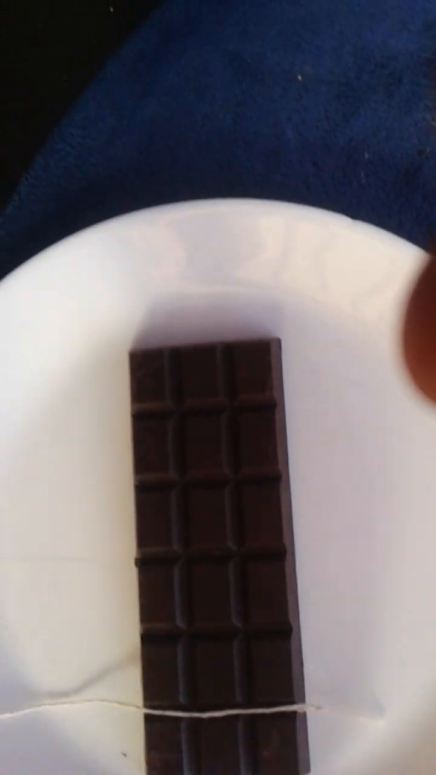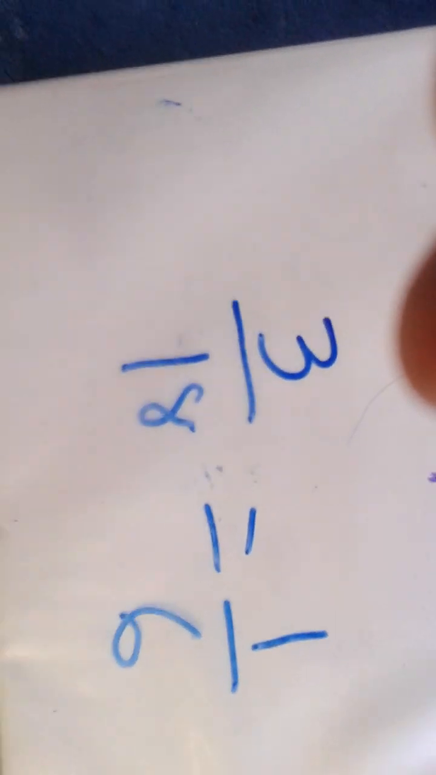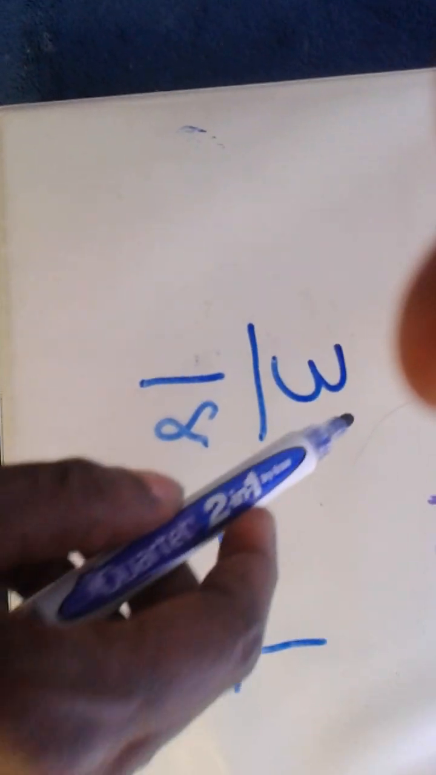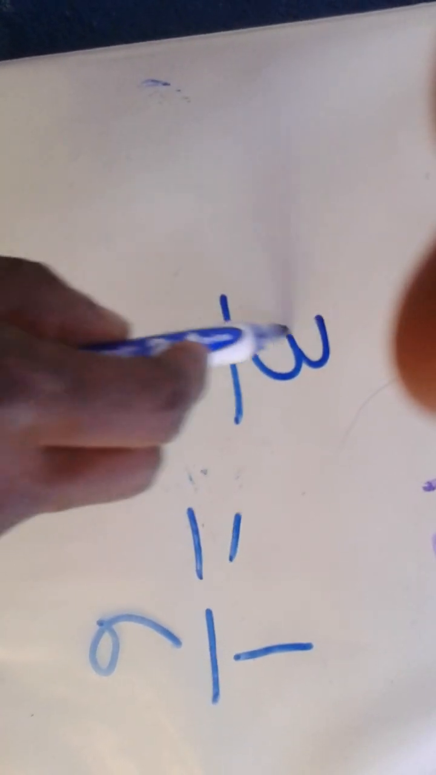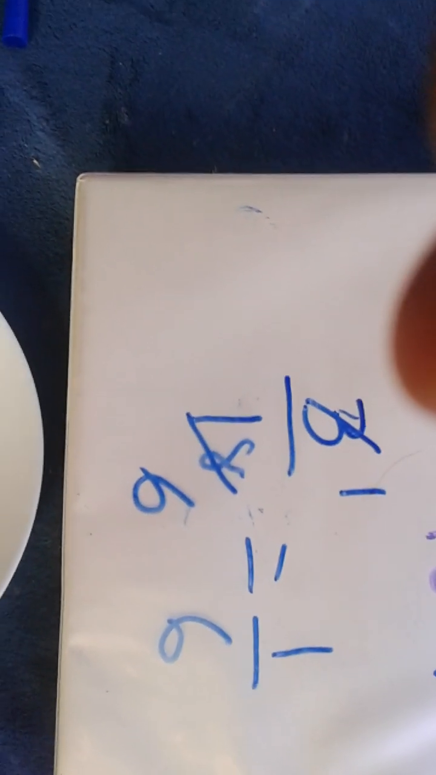So now let's look at 1, 2, 3, 4, 5, 6. This is 1/6. And 1/6 is 3 over 18. 3 over 18 is equal to 1 over 6. How do we know this? If we divide the top and bottom by 3, we get 1 over 6. Do you see that?